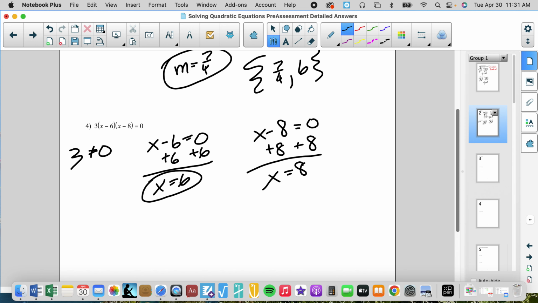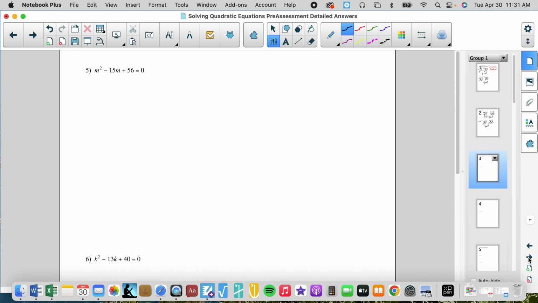100. Nice job. Awesome job. It's always nice to tell a student that they got 100 on their test. Yes, very, very good. So those are the two solutions. 6 and 8 would make that left side equal to the right side.